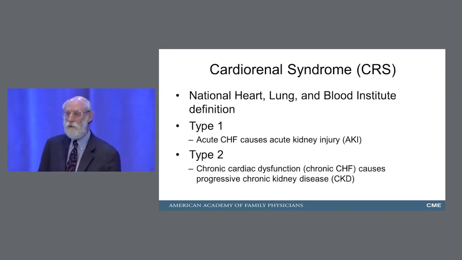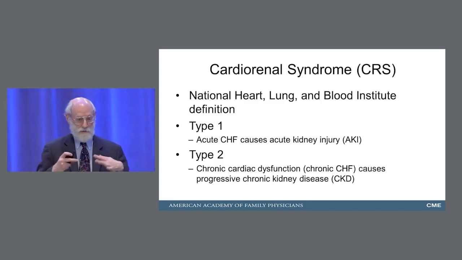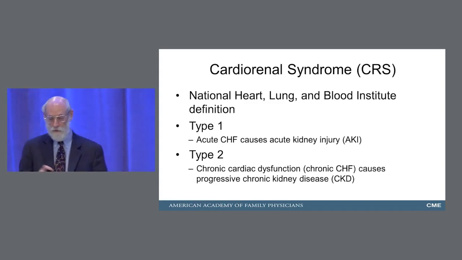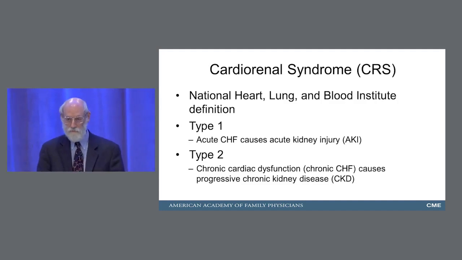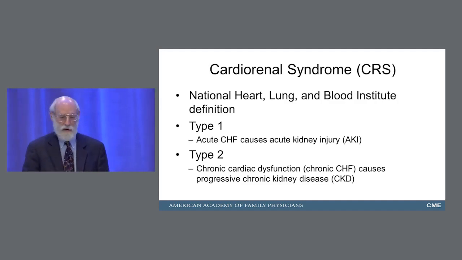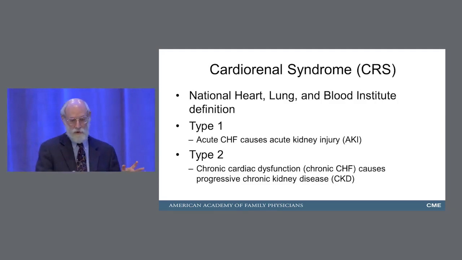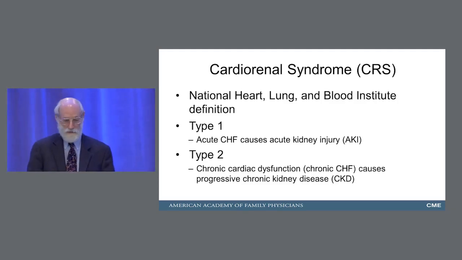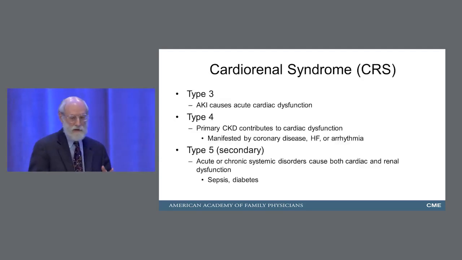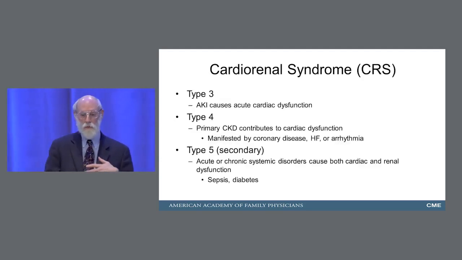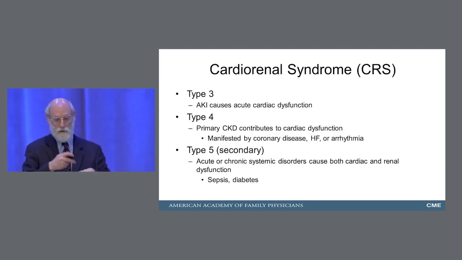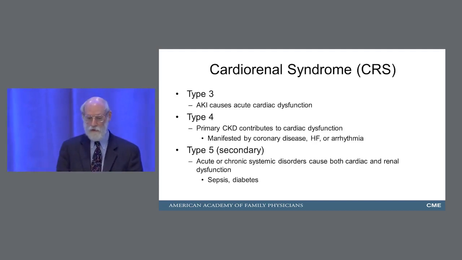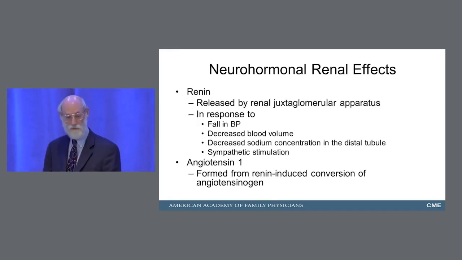The National Heart, Lung, and Blood Institute has looked at the cardiorenal syndrome. I don't think the boards can ask you these types, but in case they do, type 1 is where acute heart failure causes acute kidney injury. They don't perfuse, AKI happens. Type 2, chronic heart failure causes CKD. Type 3, AKI causes acute heart failure. Type 4, CKD causes chronic heart failure. And type 5 is where other diseases result in both renal and cardiac dysfunction, like sepsis or diabetes.